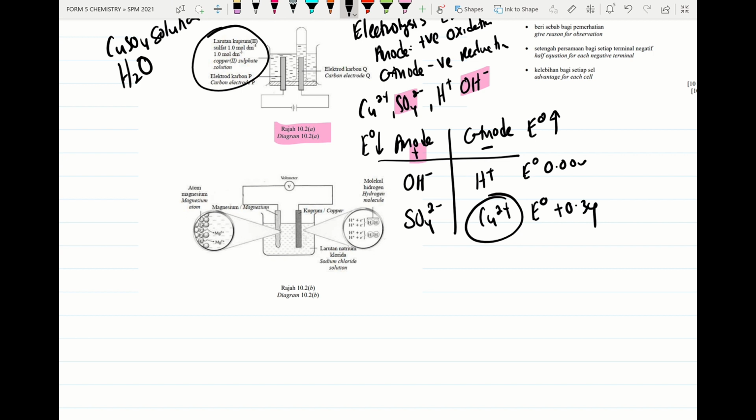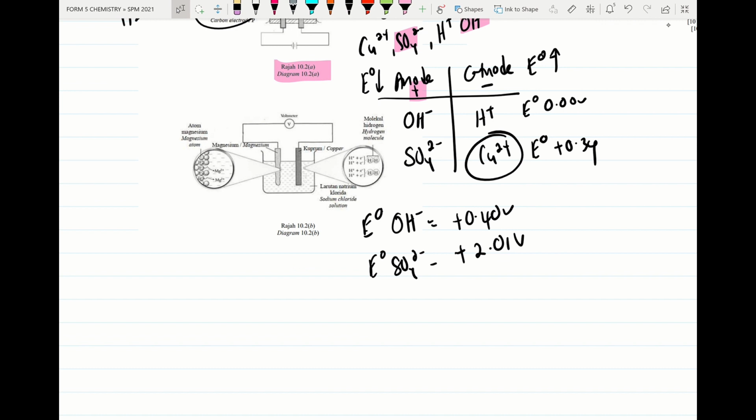The E naught value of hydroxide ion is positive 0.40 volt, and the E naught value of sulfate ion is positive 2.01. Which one is less positive? The hydroxide ion will be chosen. So for diagram 10.2a, how do we write the half equation for the anode?